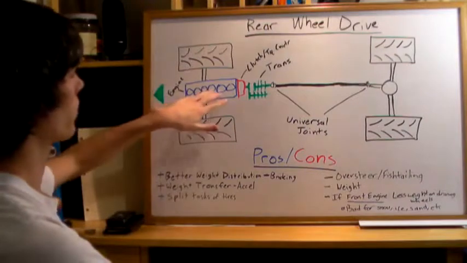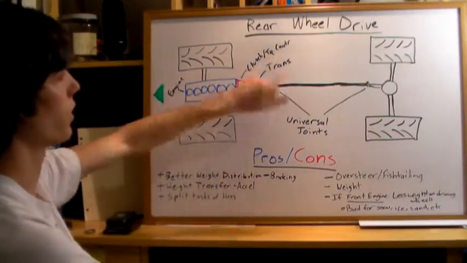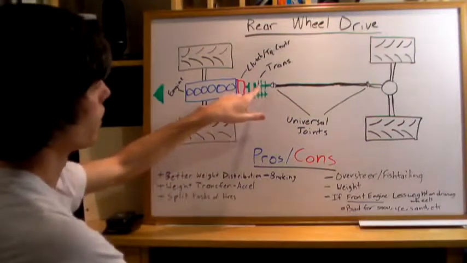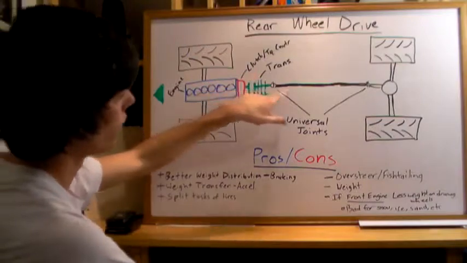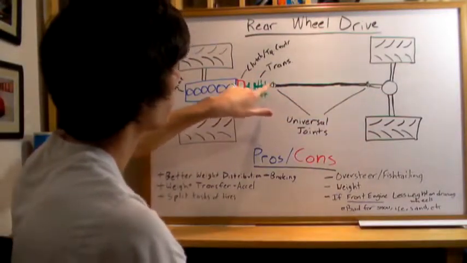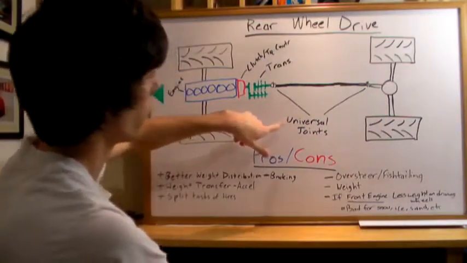Now, here we've got the engine connected to the transmission via clutch or torque converter, depending on if it's an automatic or manual, and then you're going to have the transmission using a drive shaft to send it to the rear wheels. Now this drive shaft will be connected to the transmission and the rear differential via a universal joint.